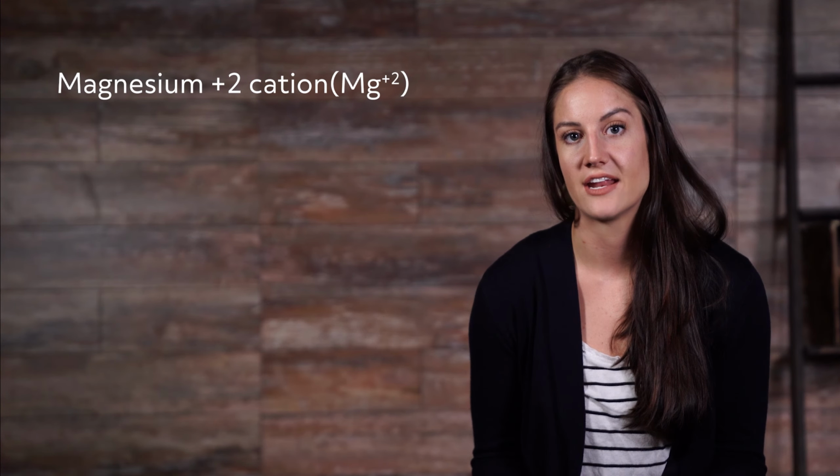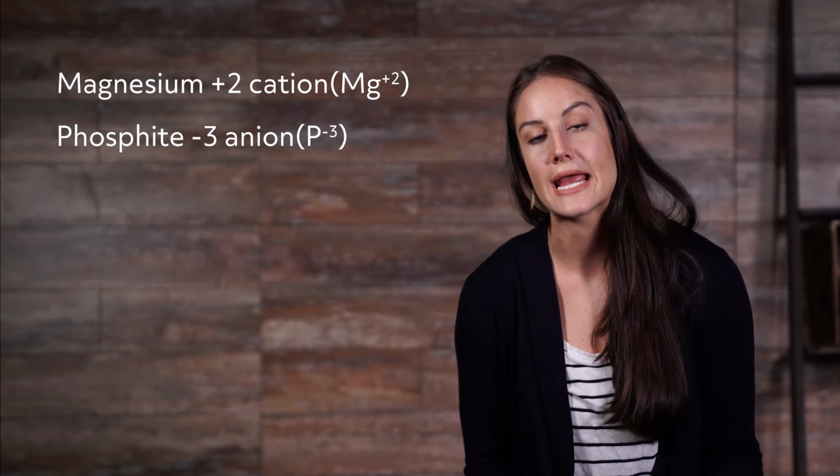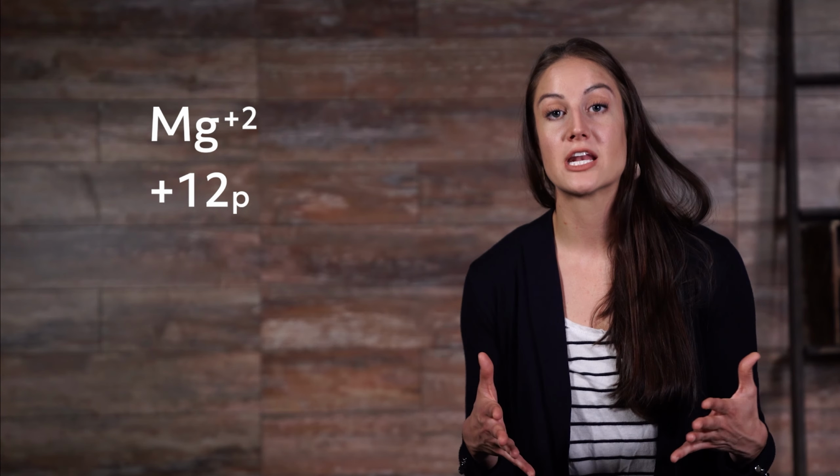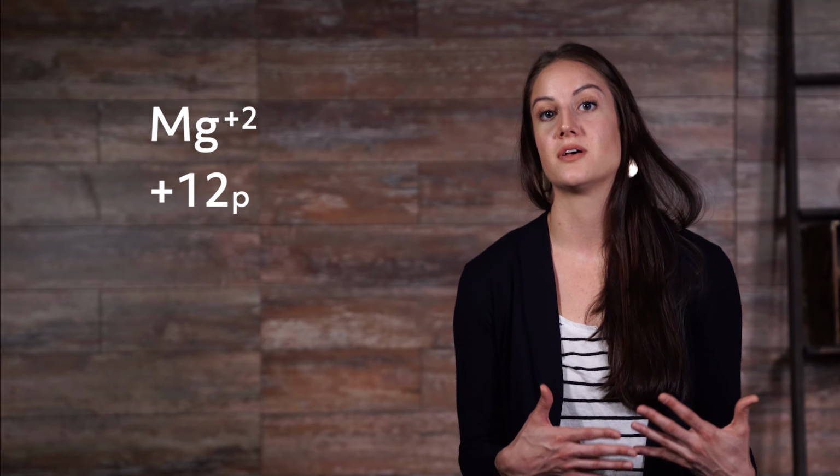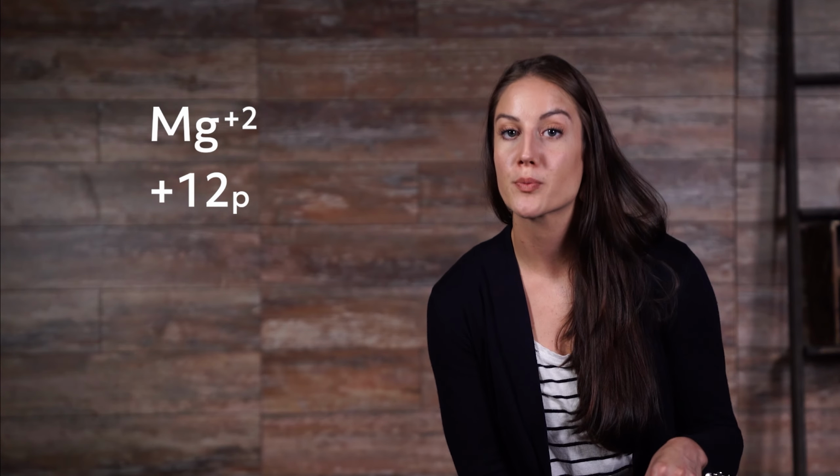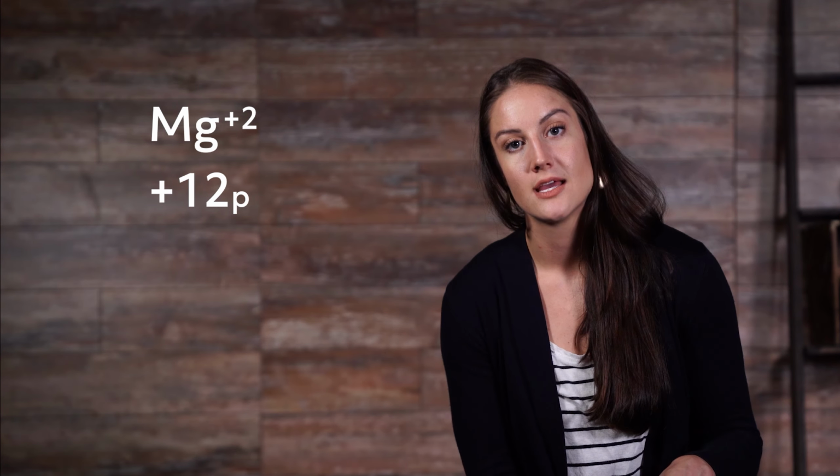Atoms can acquire or discard more than 1 electron at a time. Let's say we have the magnesium +2 cation and the phosphide -3 anion. Magnesium has an atomic number of 12. And remember, atomic number refers to the number of protons in the nucleus of an atom. So if it has an atomic number of 12 and magnesium +2 has a +2 charge, then that means it has 2 more protons than electrons. This means that it has lost 2 electrons.